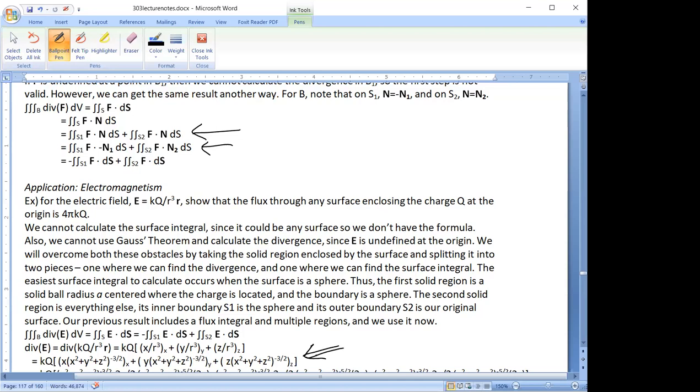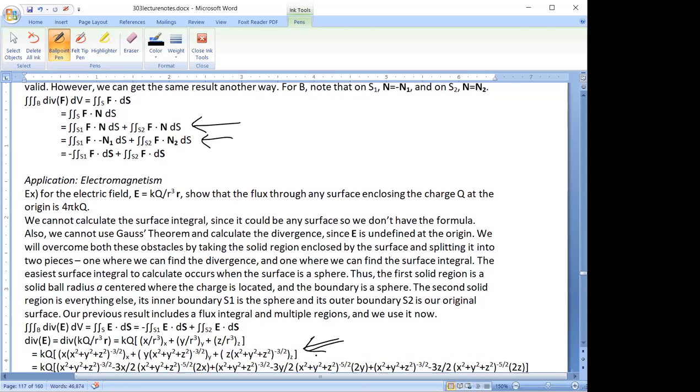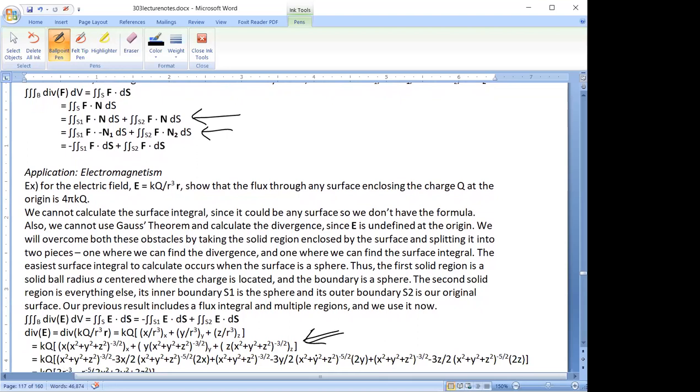And remember, we're using the fact that r is the square root of x squared plus y squared plus z squared. Okay. So now, sorry, that's before taking the partials. After taking the partials, you get this long thing.